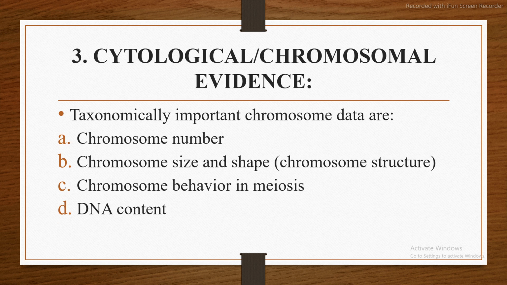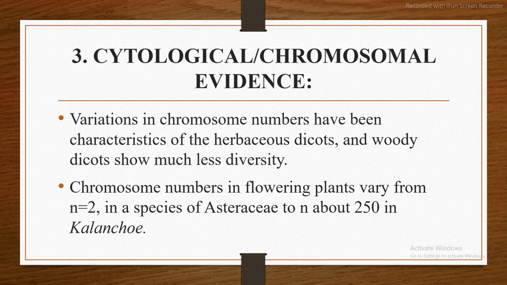Third is cytological or chromosomal evidence. Taxonomically important chromosome data are chromosome number, chromosome size and shape, chromosome structure, chromosome behavior in meiosis, and DNA content. Variations in chromosome number have been characteristic of the herbaceous dicots, and woody dicots show much less diversity. Chromosome numbers in flowering plants vary from n equal to 2 in a species of the Asteraceae to n about 250 in the Kalanchoe.